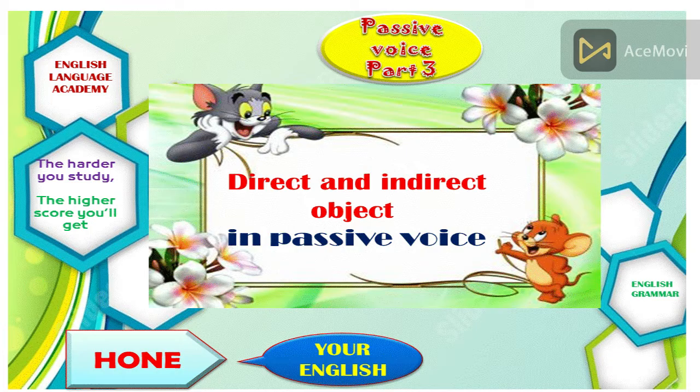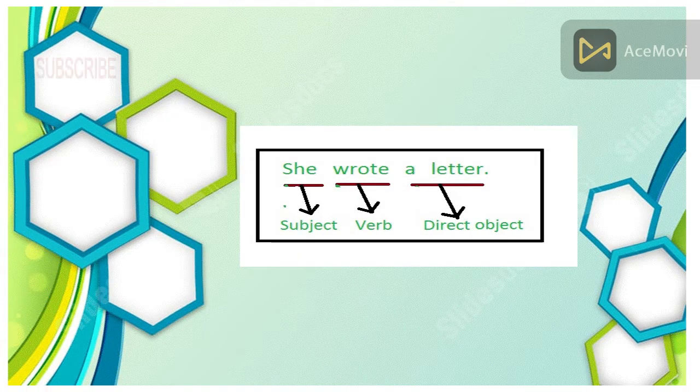So here, let's read this sentence first. She wrote a letter. She is the subject of the sentence. Wrote is the main verb. A letter is the direct object. So here the direct object is a noun or pronoun which is the recipient of the action. Okay, that received the action.